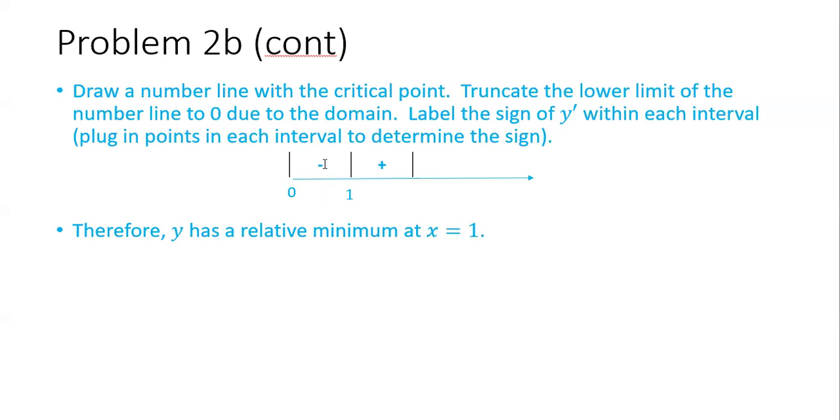We would get that y prime is negative. From 1 onward, we can plug in any number. Like you can plug in 2, you can plug in 1.5, you can plug in 1,000, 10,000, anything. You would get that y prime as positive. So does the derivative change sign from negative to positive? What does that mean? That means y has a minimum there. Okay.